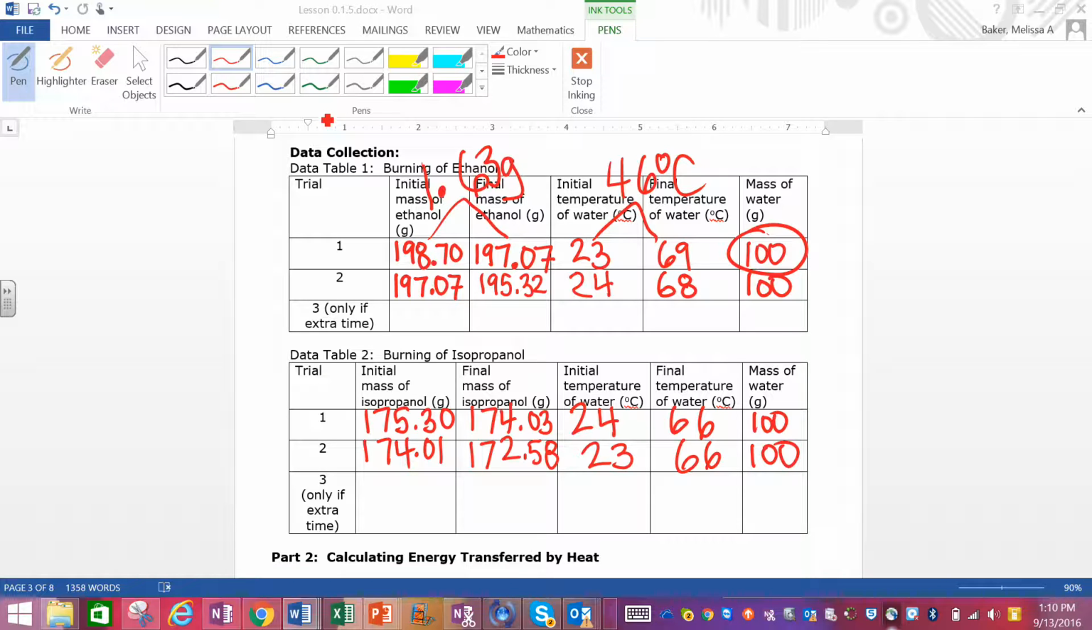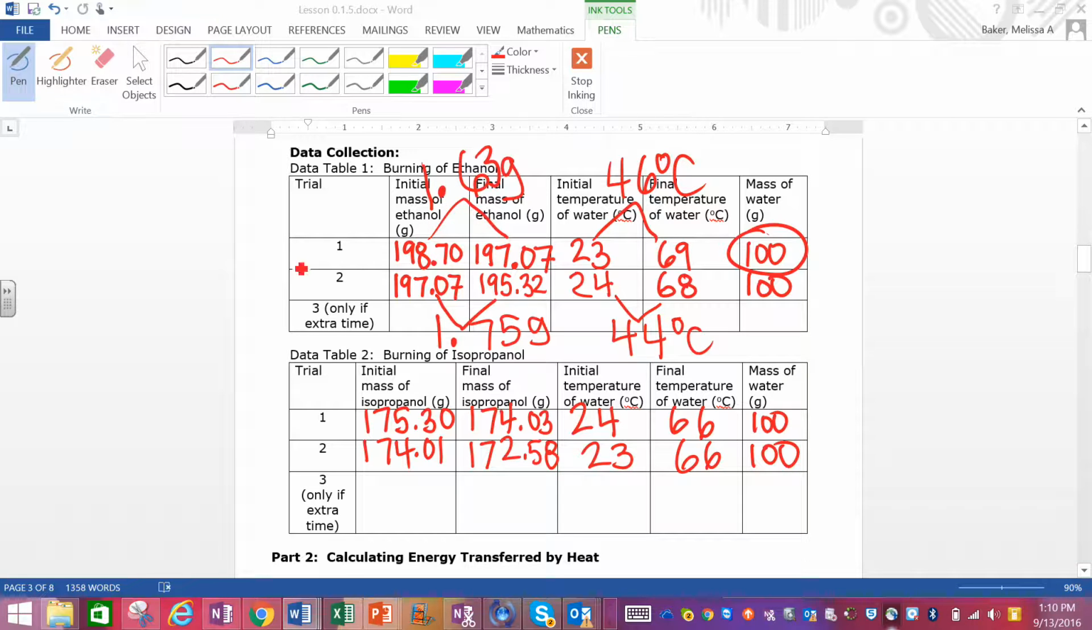So what we could do, and it might make it easier for you, is to go through and actually calculate all of the differences on here so that when we come back, we can just have these as an easy reference. So I'm going to do 197.07 minus 195.32. So for trial 2, we burned 1.75 grams of fuel, and the temperature changed by 44 degrees Celsius.